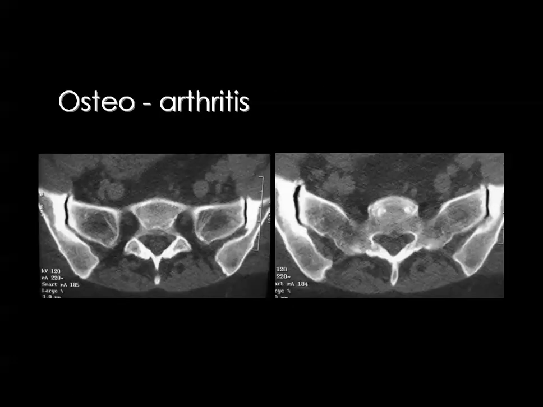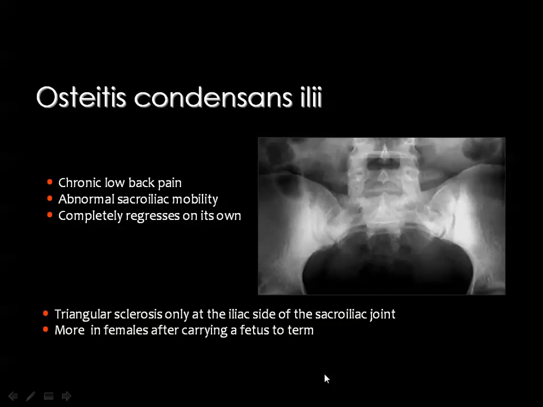And osteoarthritis can also be seen in the sacroiliac joints with the same manifestations: narrowing of the joint space, subarticular bone sclerosis, and osteophytic lipping of the articular surfaces. And here you can see bilateral interarticular air or gas representing the vacuum phenomenon.